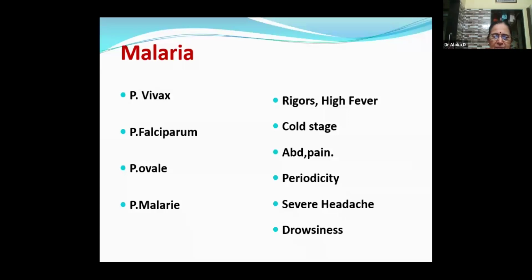He gets abdominal pain at a particular time of the day. He gets headache at a particular time of the day. So this periodicity is very important. Of course, the classical picture is rigors, high fever, cold stage, and abdominal pain, but our clinical picture is modified because of our subclinical immunity.